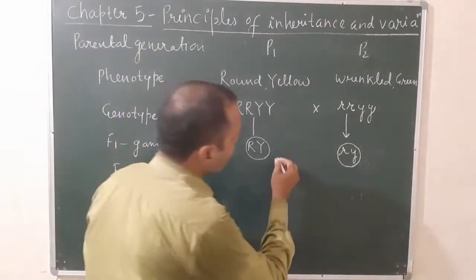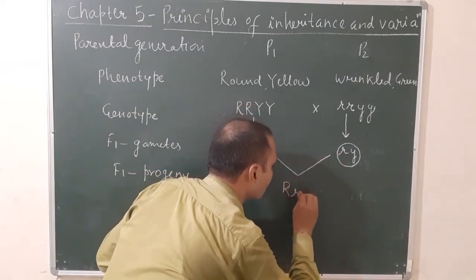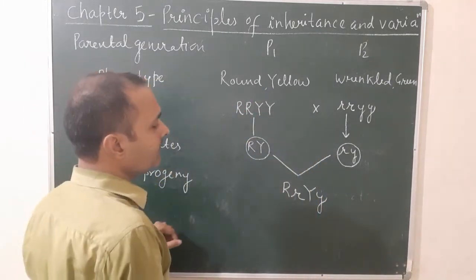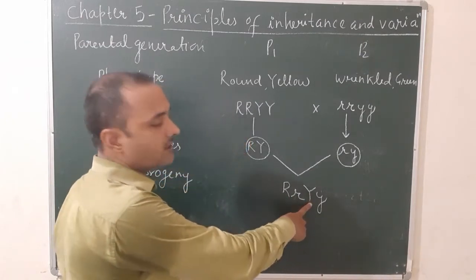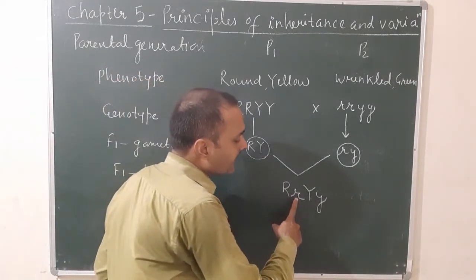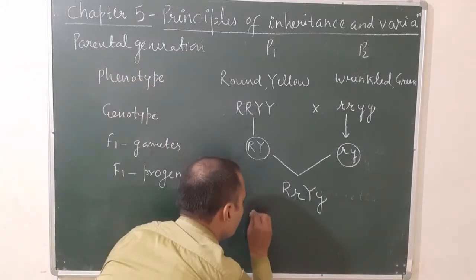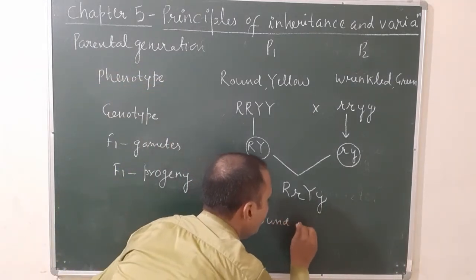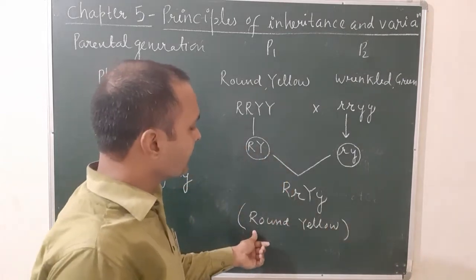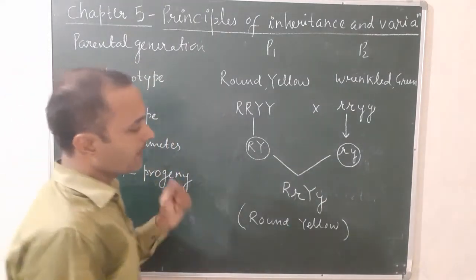Just we will combine both. Then this will be capital R, small r, capital Y, small y, and the phenotype will be round and yellow, because dominant traits always appear in the first generation. That means green and yellow will not appear, only all plants will be round and yellow. So phenotype will be round and yellow. That means all plants in the first generation have round shaped seed and yellow color. This is the first generation, all plants.